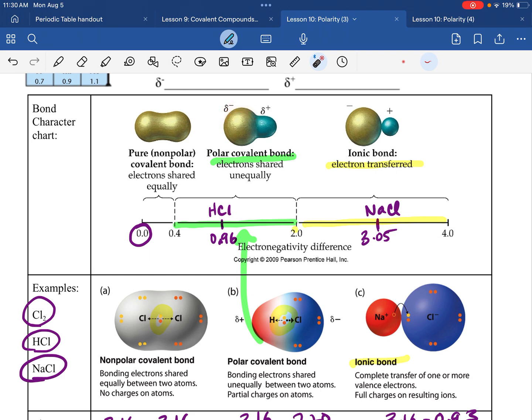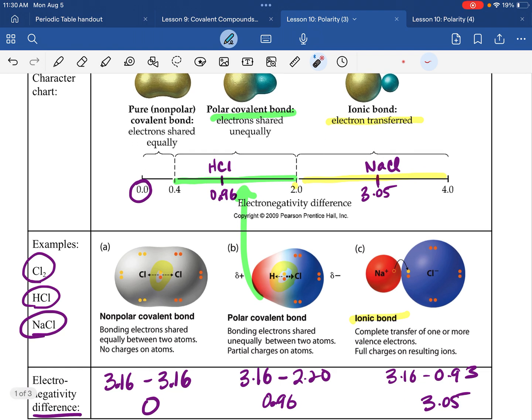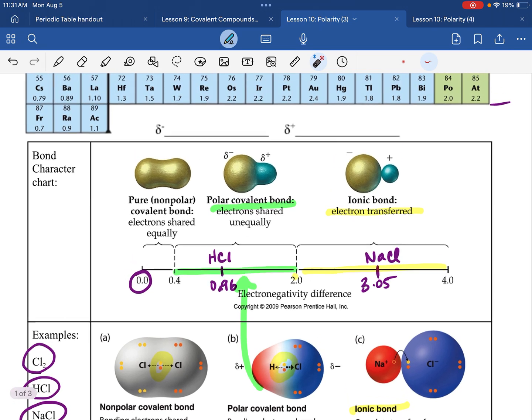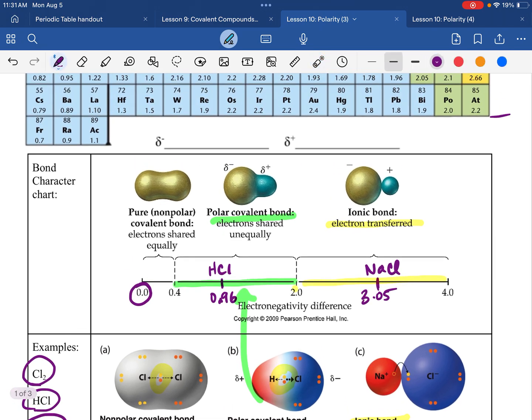And this drawing here is kind of reversed. The Cl would be here and the H would be here in this example. And the electrons are spending more time by the more electronegative element. So the electrons are shared unequally. They're shared, but chlorine, in this case, is hogging them. That's a polar covalent bond. And that will be any compound that has a difference between 0.4 and 2.0 in their electronegativity values.